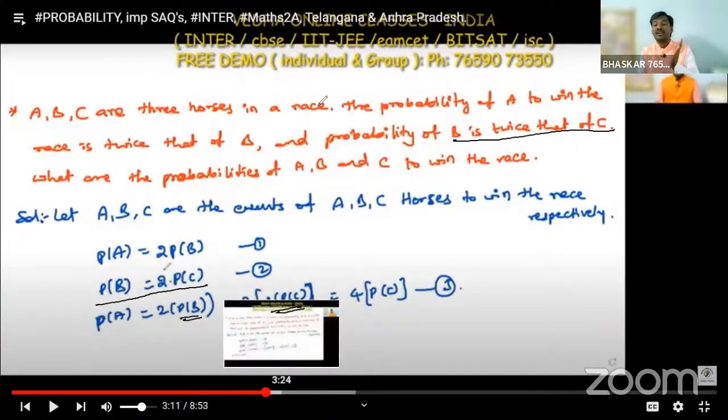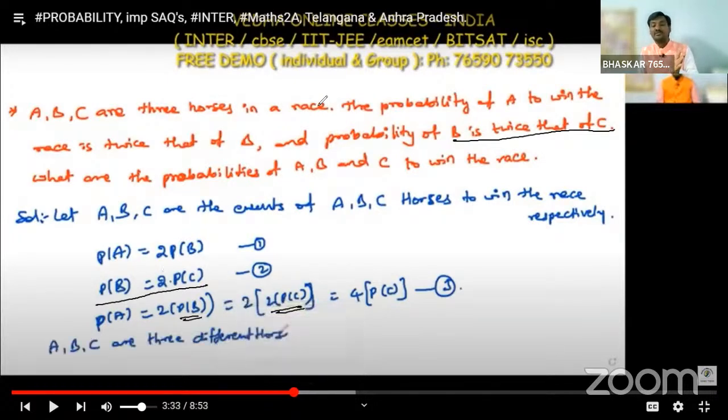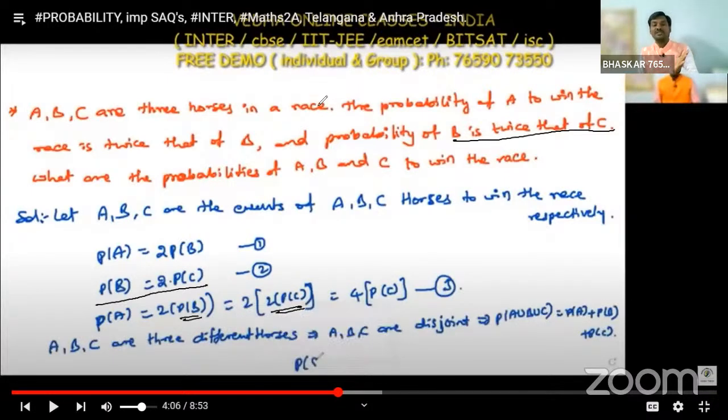We are trying to convert the probability of A, probability of B, and probability of C all in terms of C. Here, A, B, C, all three horses are different horses. There is no common horse. All are disjoint sets.